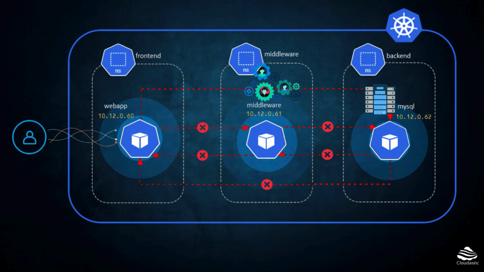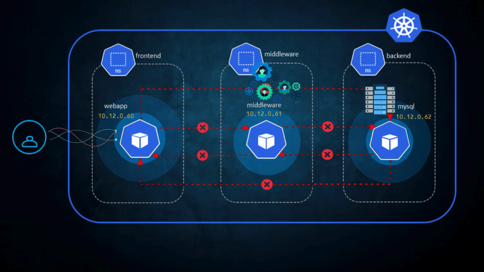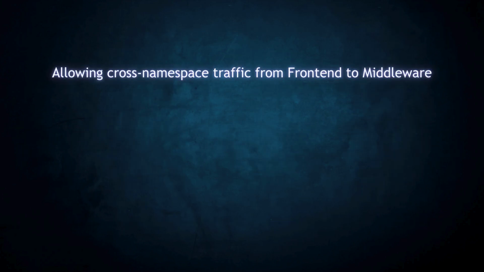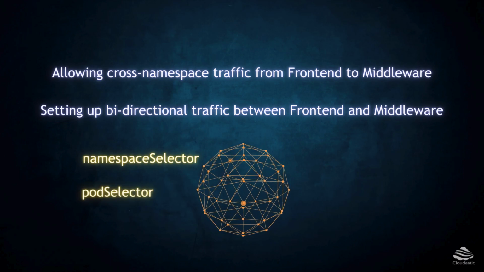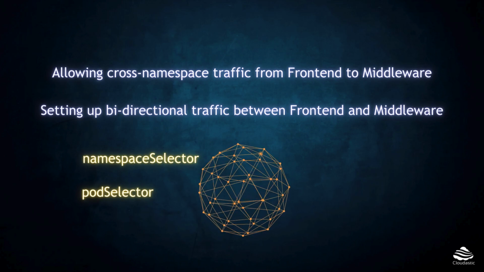In today's video, we are stepping up our game. We're going to cover two critical real-world network policy scenarios. One is allowing cross-namespace traffic from front-end to middleware, and the other is setting up bi-directional traffic between front-end and middleware. By the end of this video, you'll know exactly how to write airtight namespaceSelector and podSelector rules to build a secure multi-tenant network mesh in Kubernetes. Let's jump straight in.